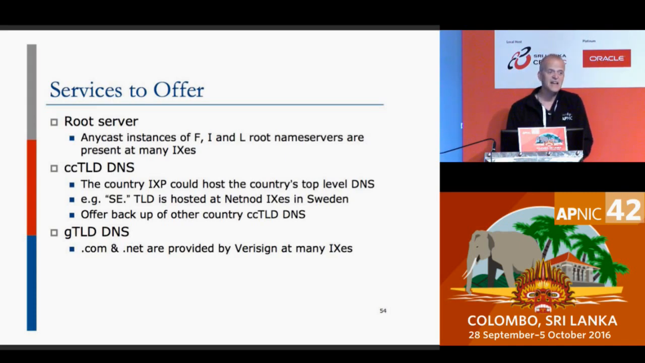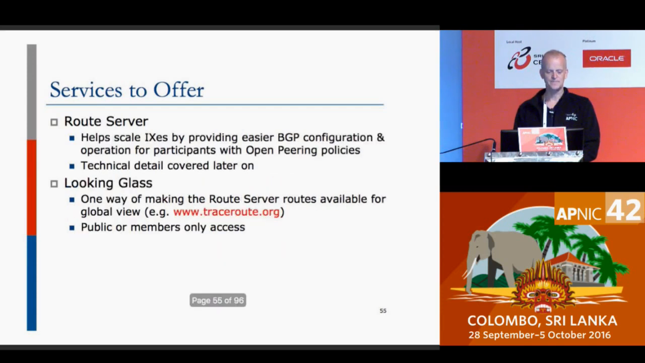ccTLD DNS, again, very common. Some of the root operators also look after ccTLDs. And so you see quite a few ccTLDs will turn up at the exchange points as well. Again, for the same reasons, to provide more redundancy of the DNS system. gTLD DNS, VeriSign amongst others, turn up at exchange points as well for the same reason. So these are very common.